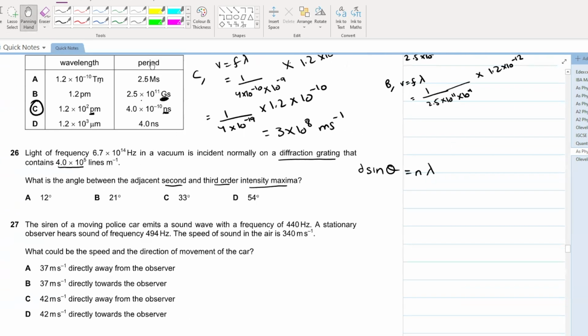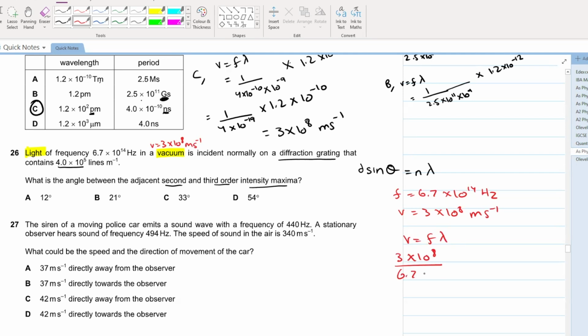Can you realize that it is light and we are traveling in a vacuum? What will your velocity be? 3 into 10 to the power of 8 m s minus 1. So if your frequency is 6.7 into 10 to the power of 14 hertz, your speed is 3 into 10 to the power of 8 m s minus 1. Can you calculate the lambda? Yes, v is equal to f lambda. v is 3 into 10 to the power of 8 divided by frequency, that is 6.7 into 10 to the power of 14, equals your lambda.